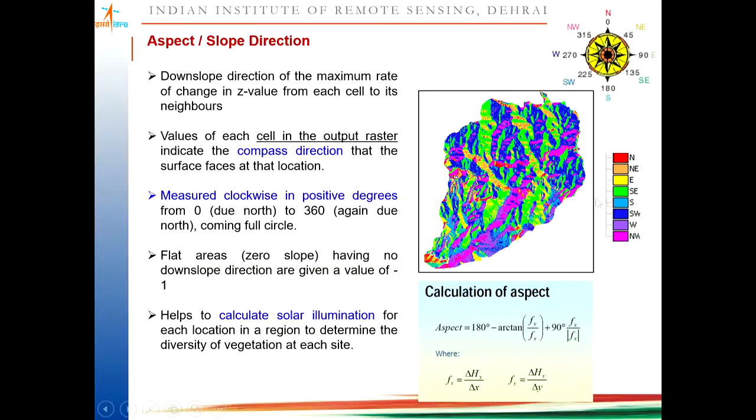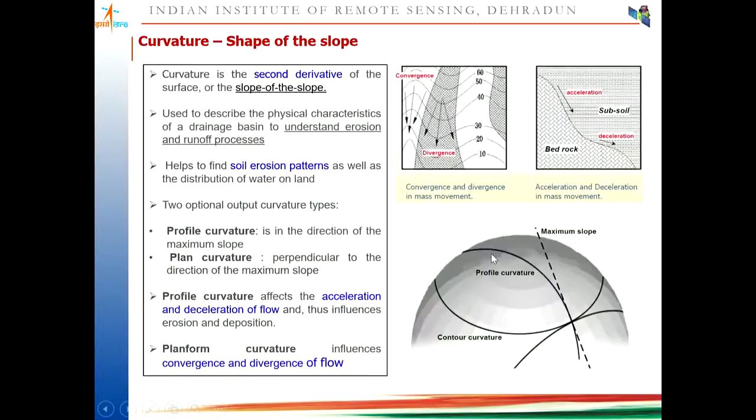So you see, the green color is showing south, southeast, whereas red is showing the north. Red showing north means on this side you are getting the minimum solar radiation, minimum sun exposure, but in the southeast or in the south you will get the maximum sun exposure. These things are important to study vegetation growth, even crop land use planning or vegetation land use planning. This aspect information is required.